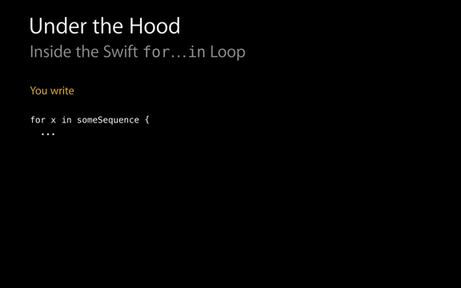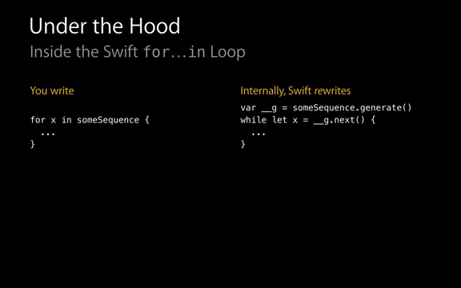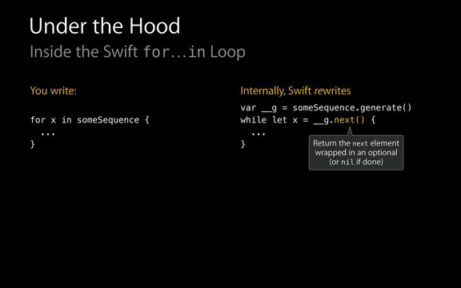So when you write a loop like this, Swift internally rewrites your code like this. So what's happening here? First, it goes to your sequence, and it calls generate to get a generator out. Next, it repeatedly calls the next function on your generator until it gets nil. So next returns an optional, and those optionals are filled in with values until the sequence runs out. Okay, so what is this generator thing? I'm sure you can guess.